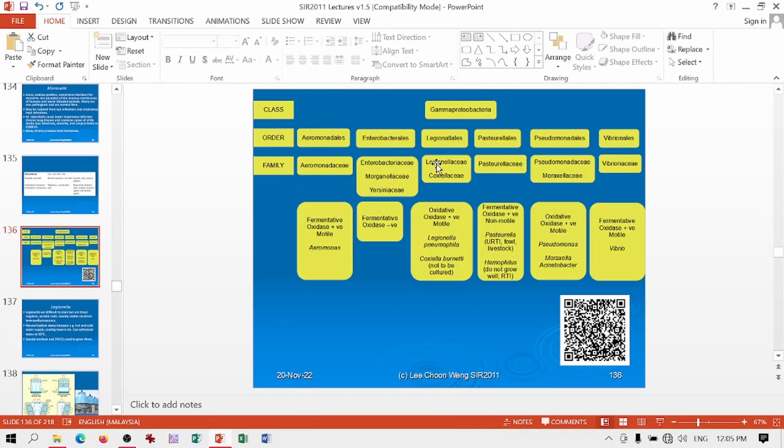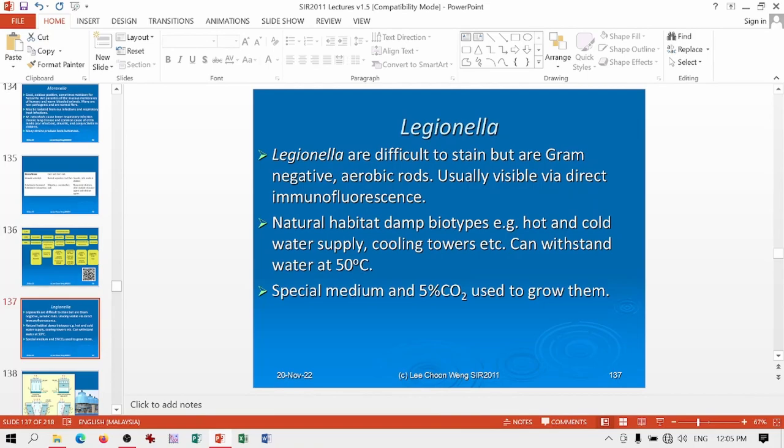We will be looking at Legionellaceae and Coxiellaceae, especially Legionella pneumophila and Coxiella burnetii. Legionella are difficult to stain, but are gram-negative aerobic rods. Because they are difficult to stain, usually we look at them using direct immunofluorescence. Their natural habitats are damp biotopes, hot and cold water supply, cooling towers, for example. There is a special medium and the use of 5% CO2 to grow them. The use of 5% CO2 shows that they are capnophiles that prefer a capnophilic environment with increased CO2.